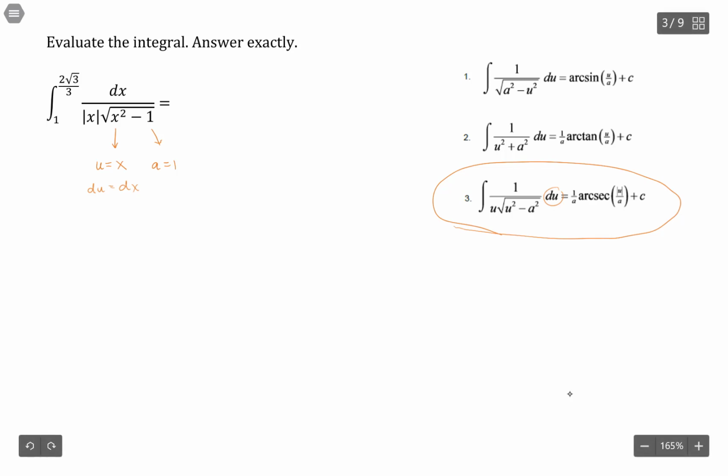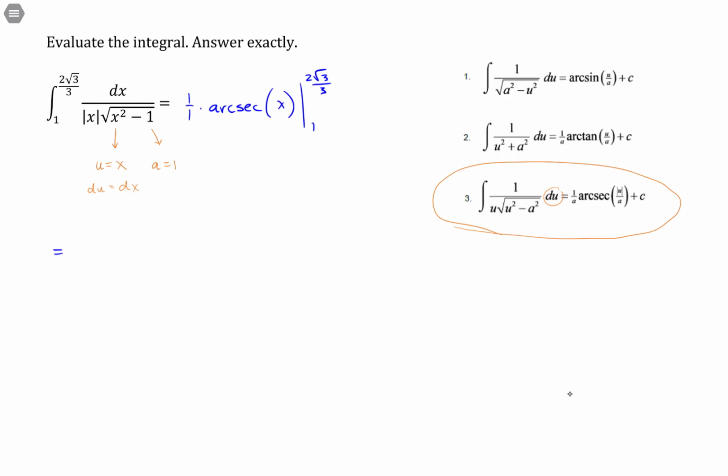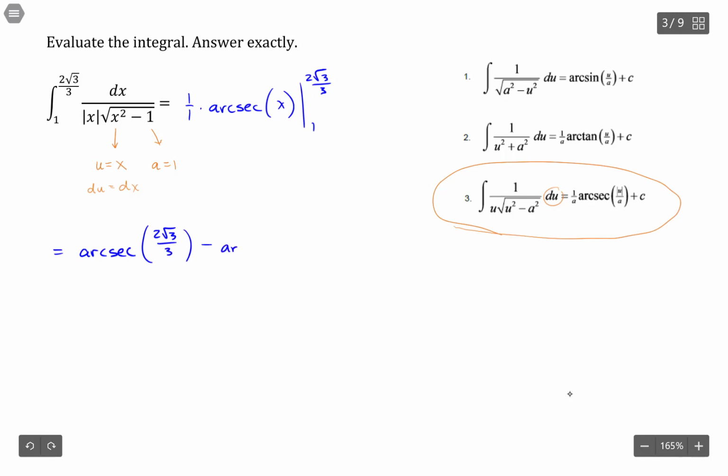Now, integrating, we're really just following this formula. It's 1 over a, and a is 1, so 1 over 1 is just 1. I'm just going to put that in for emphasis. And then we have arcsecant of u over a. So u is x, and over 1, that's just x. And then we're integrating from 1 to 2 root 3 over 3. So what I need now is to evaluate this using the Fundamental Theorem, which says to evaluate the arcsecant at the upper end point, 2 root 3 over 3, minus the arcsecant evaluated at the lower end point of 1.